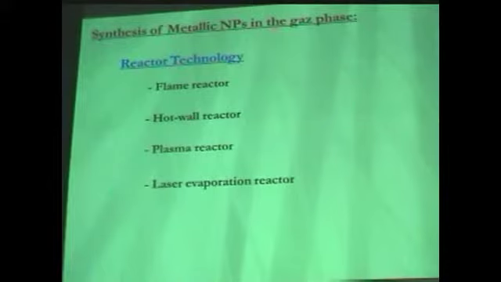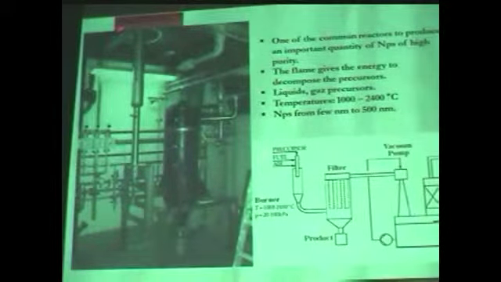What happens in the gas phase? The synthesis of nanoparticles in the gas phase needs the use of complex reactor technology. I can cite some reactors, such as flame reactor, hot wall reactor, plasma reactor, laser evaporation reactor, and others. You can see here a photograph of the flame reactor, which is one of the common reactors to produce an important quantity of nanoparticles of high purity.